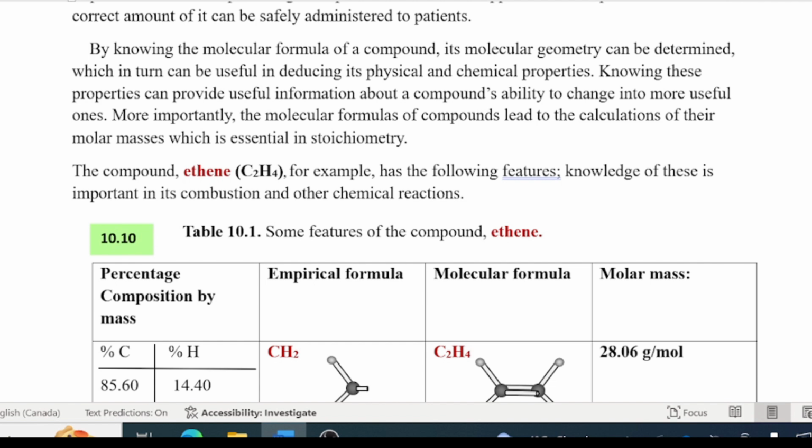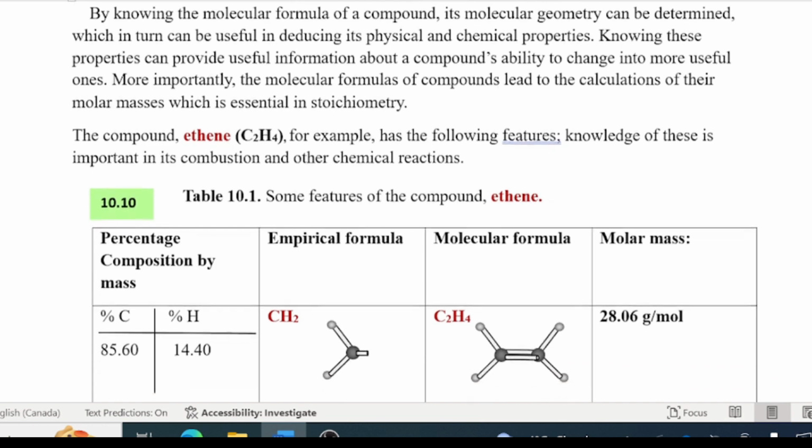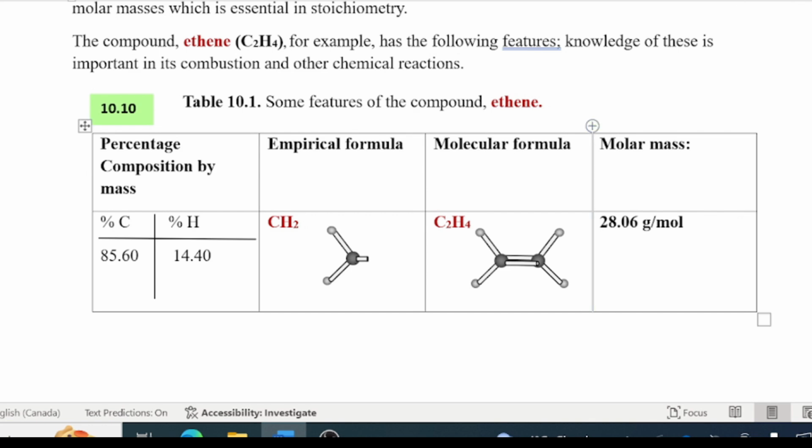The compound ethene, for example, has the following features. Knowledge of these is important in its combustion and other chemical reactions. So here are some features of this compound ethene here. It's an alkene, and that's the formula here. And this is its empirical formula. We talk about that. You can see this is the smallest ratio of atoms in this compound here. As for molar mass, you can see, if you hold this and put it inside there, it's half of that. So the molecular mass will be twice what that one there is.